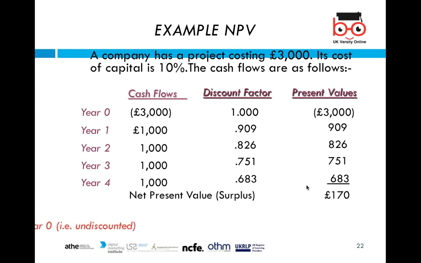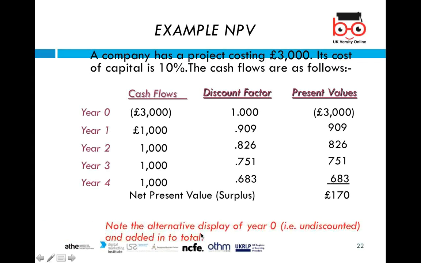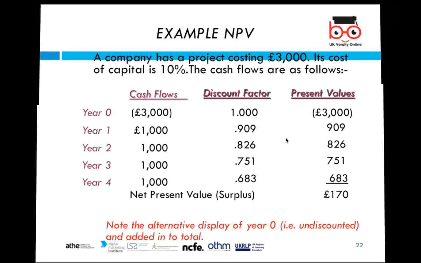So this is the overall example of the net present value I have shown you, but the alternative display has year 0 undiscounted and added in a total, because here 3,000 is at year 0, where the discounting factor is 1. Then for the first year, second year, third year, fourth year, the discounted factor is this amount. So the year 0 present value we figure out as a negative figure.